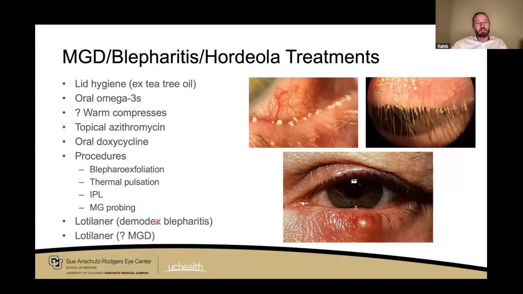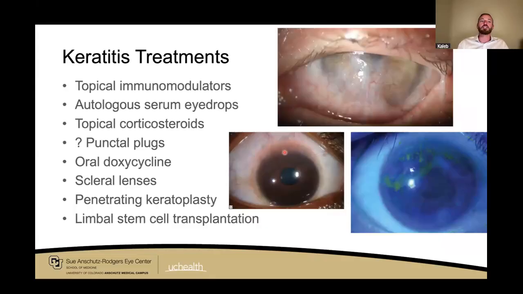And then we now know that lotilaner, so Xdemvy, is helpful not just for Demodex blepharitis, but it also improves meibomian gland dysfunction in the setting of Demodex blepharitis. So by treating the Demodex blepharitis, you can improve not just the Demodex and the blepharitis, but you can also improve the meibomian gland dysfunction.